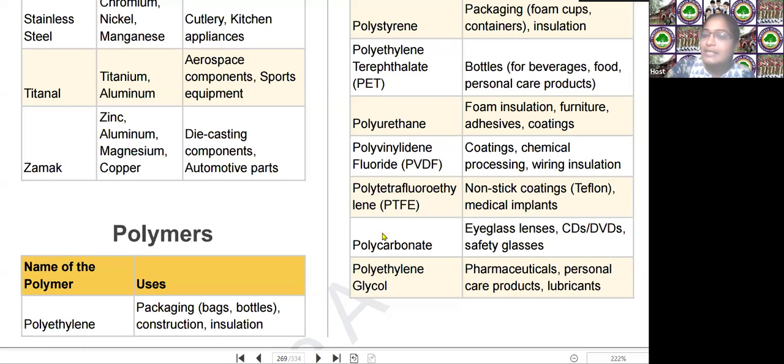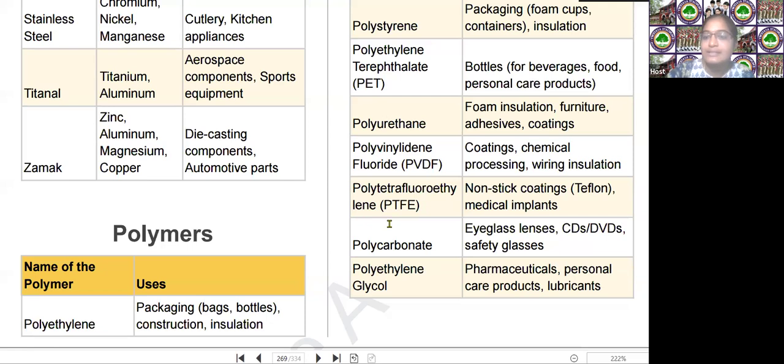And another one is polytetrafluoroethylene, which we simply call PTFE. This is one of the polymers. This polymer is used in non-stick coatings, non-stick dishes, manufacturing of non-stick coatings, and medical implements. It is used in the medical industry also.